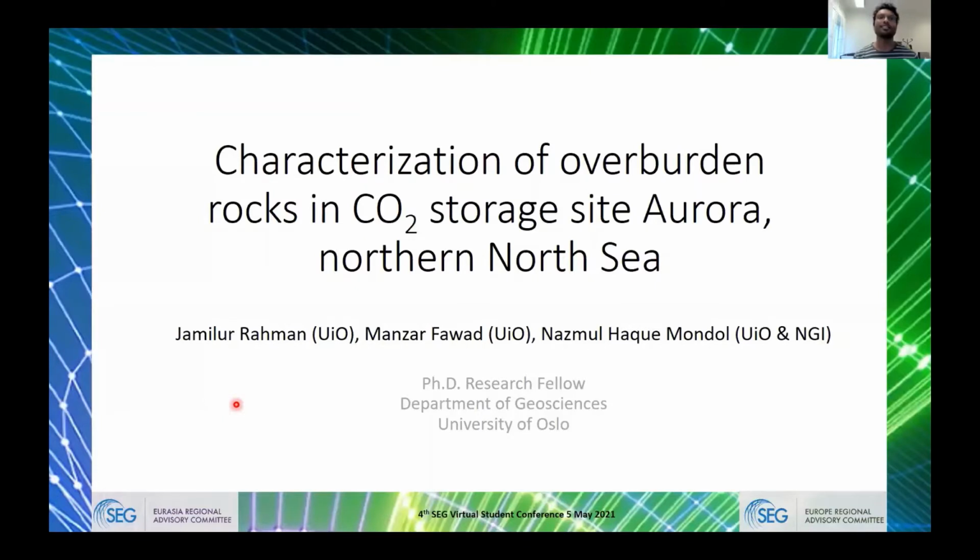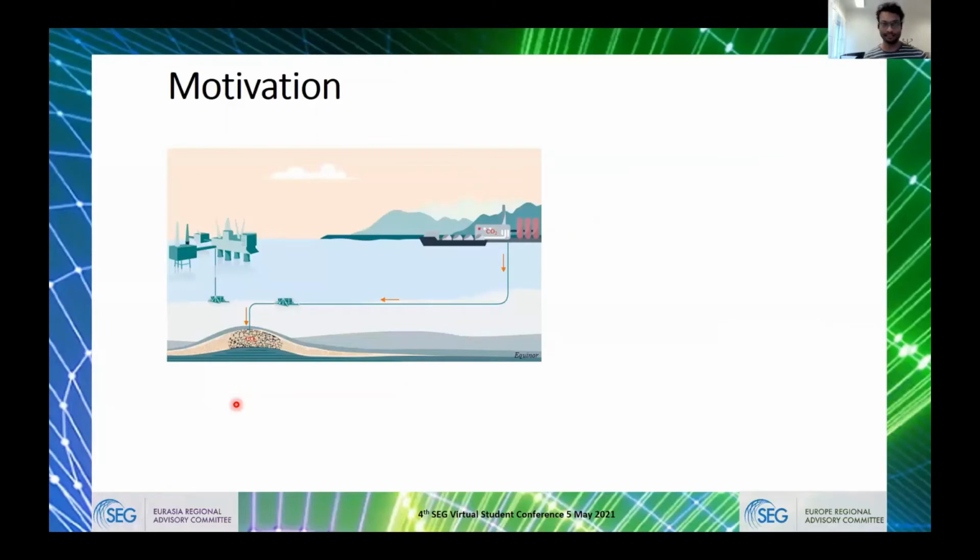Today my talk is about the importance of characterizing overburden rocks in a CO2 storage site. In our case, it's Aurora, a storage site located in northern North Sea. This project is already approved by the Norwegian government under the name of Longship CCS project. So what does CCS mean and why is overburden important?